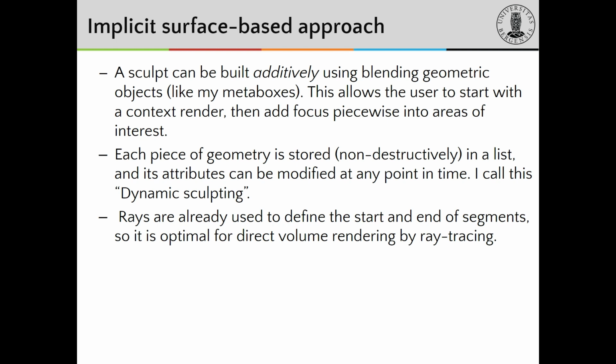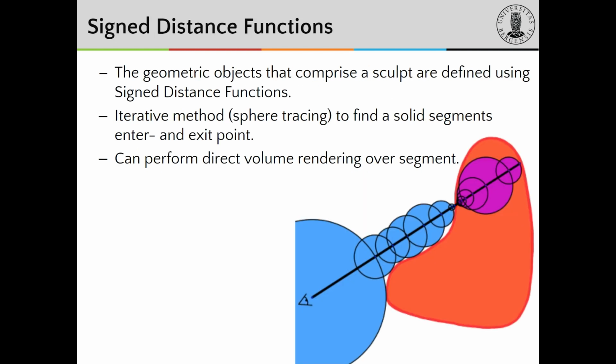Each piece of geometry is stored in a list, and its attributes can be modified at any point in time. I call this dynamic sculpting. Rays are already used to define the start and end of segments, so it is optimal for direct volume rendering by ray tracing. The geometric objects that comprise a sculpt are defined using signed distance functions. And then we can use an iterative method called sphere tracing to find the solid segment's enter and exit points. And then we can perform direct volume rendering over this segment.